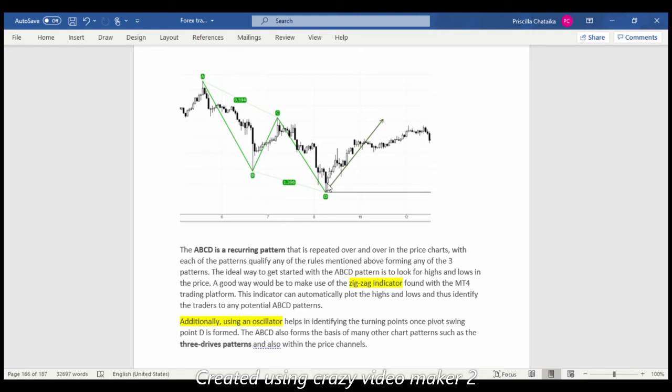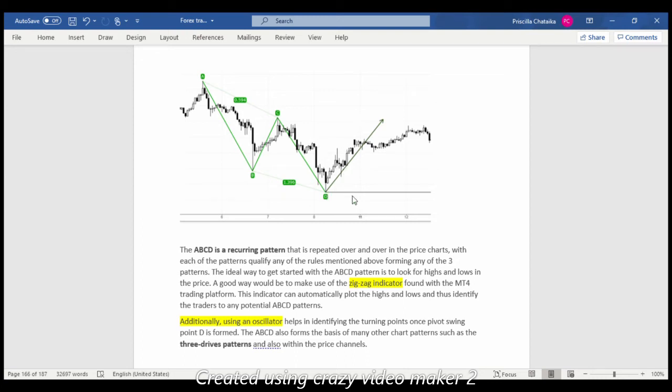Another thing, look at this huge point here. This is basically stop hunting. So to avoid this, you could use an oscillator to help you. Additionally, you can use an oscillator that helps you know when a reversal is happening. So just relying on measuring point A, B, C, D won't be as accurate. So you need many different confluences.